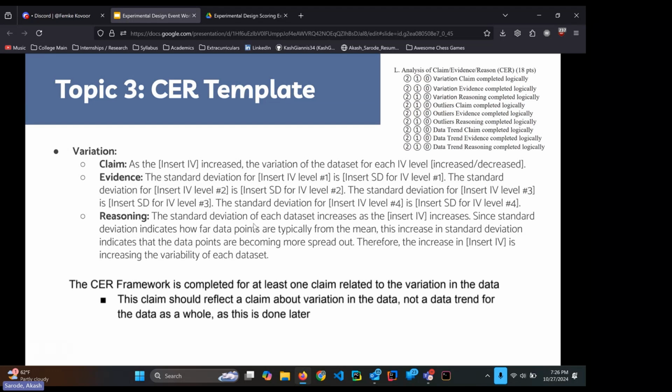You could just say the standard deviation of each data set increases or decreases as the IV increases. Since the standard deviation indicates how far data points are typically from the mean, this increase in standard deviation indicates that the data points are becoming more spread out. Therefore, the increase in IV is increasing the variability of each data set.